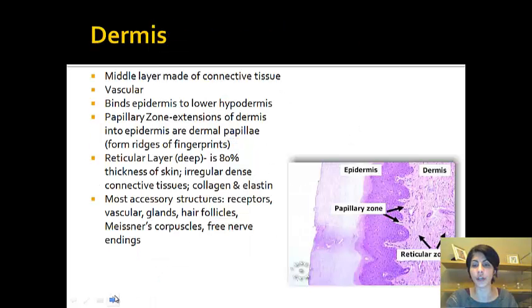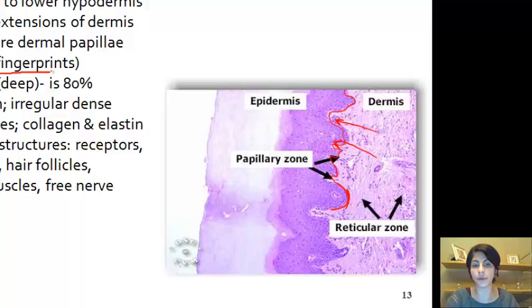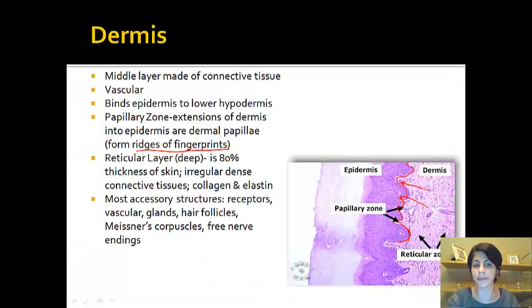The dermis is the middle layer of connective tissue, and it is highly vascular, has a lot of blood vessels. It binds the epidermis, the lower part, so the stratum basal, to the lower hypodermis. There is a region called the papillary zone that is found specifically in your fingers and your toes, and this is where extension of the dermis goes straight into the epidermis. This eventually causes the ridges that give you your fingerprints.